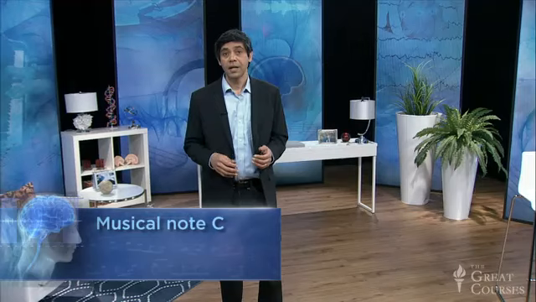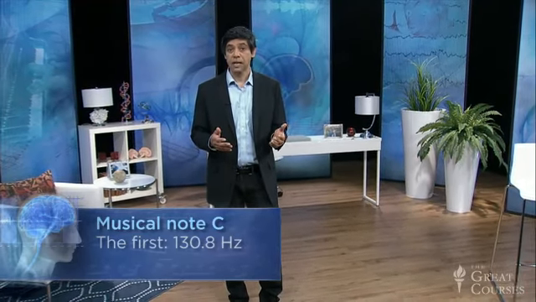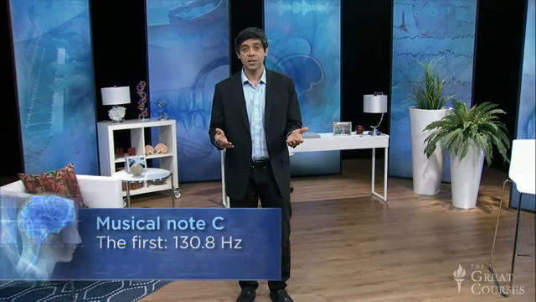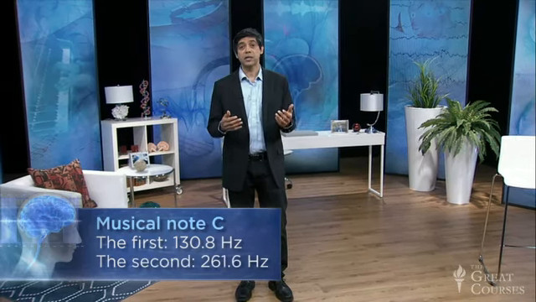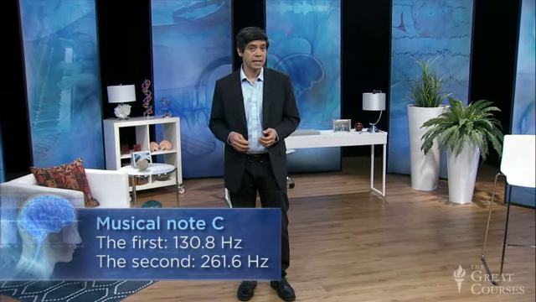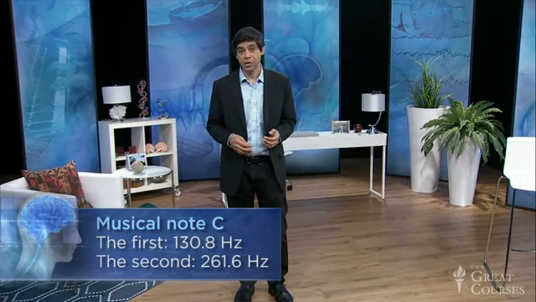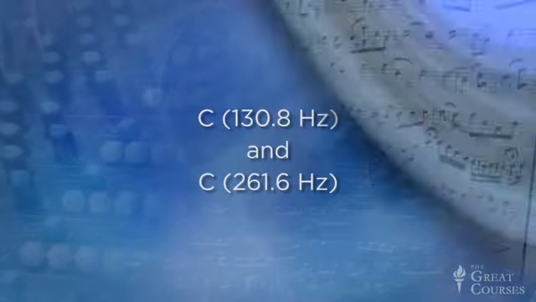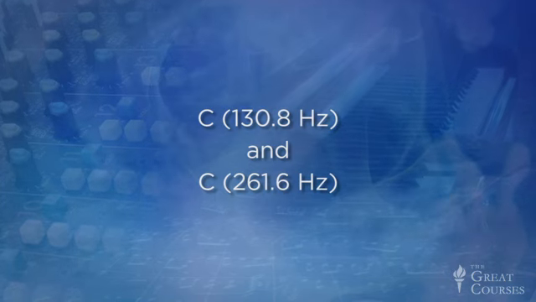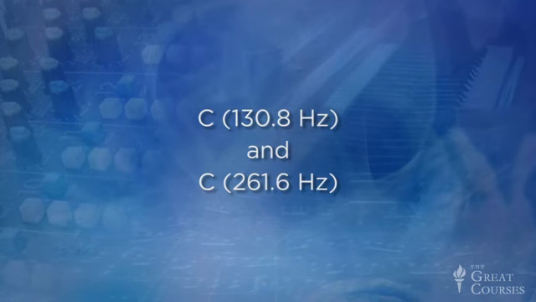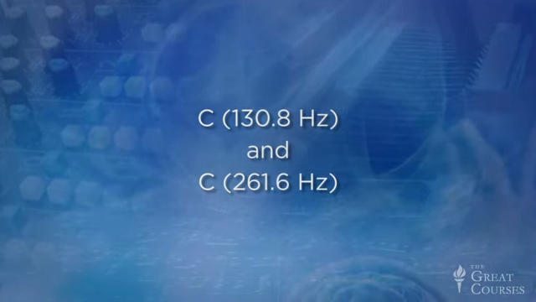Let's listen to two pitches separated by an octave that are both named C in Western music. The first has a fundamental frequency of 130.8 Hertz. And the second of 261.6 Hertz, exactly twice the frequency of the first. Here they are, played one after another. And here they are played at the same time.